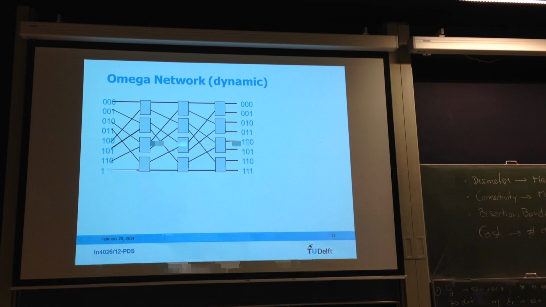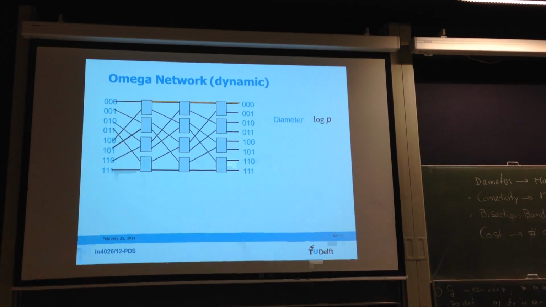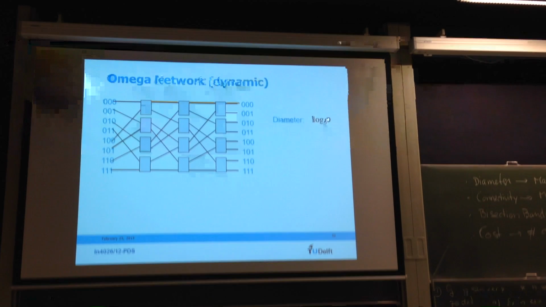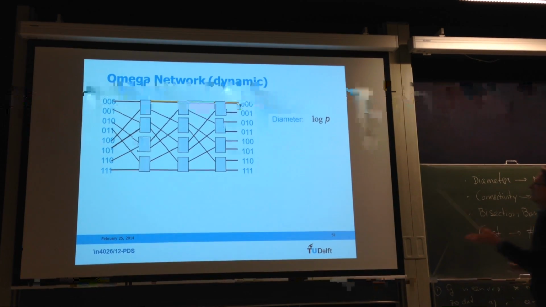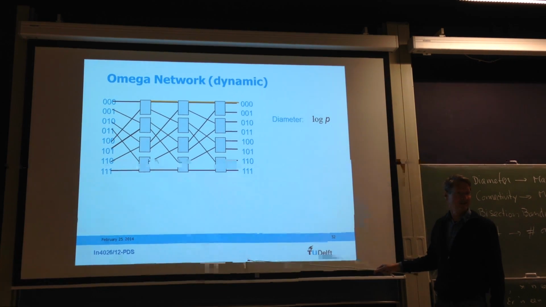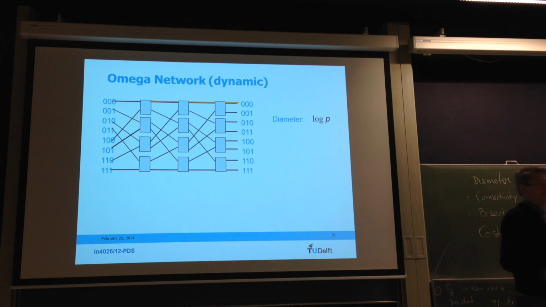This is a very nice network, right? Because if you would need p stages in between, it would be prohibitively expensive to make such a multi-layer network. But if I extend this one, if I have 8 here and another 8 here, 16, I have to add only a single layer more. So it's log p.